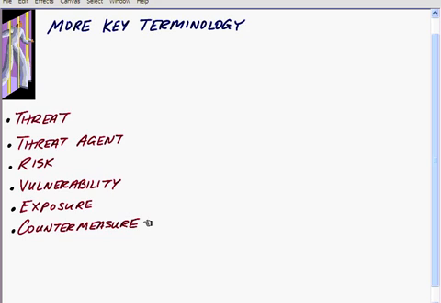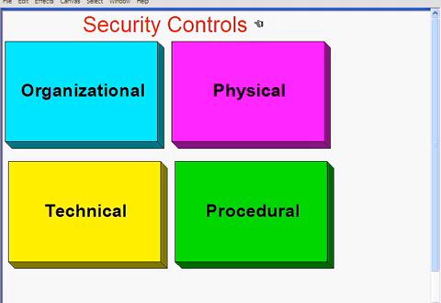A countermeasure is also known as mitigation. These are controls that are put in place to counter against potential loss, like firewalls, intrusion detection, intrusion prevention systems, strong password management, a Kerberos key management system, physical security, security guards, closed-circuit television, and virtual private networking.